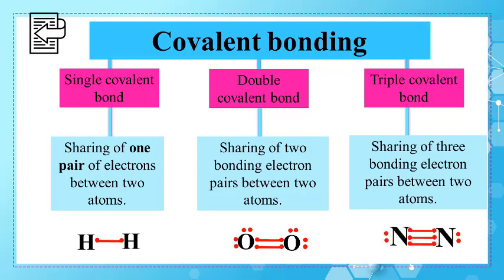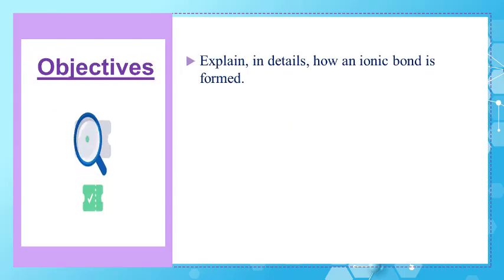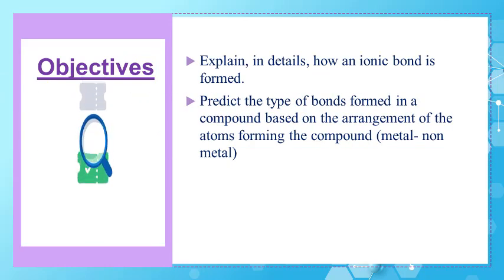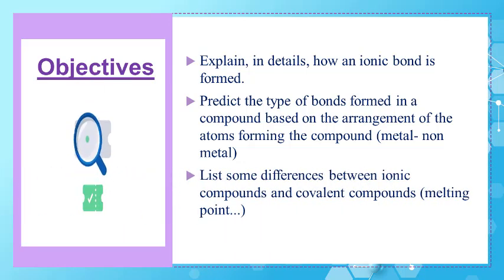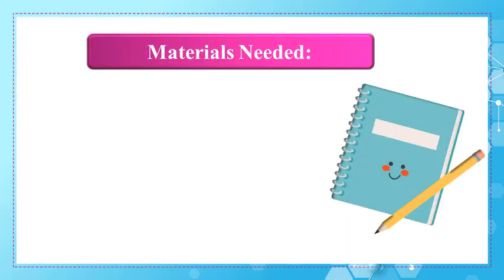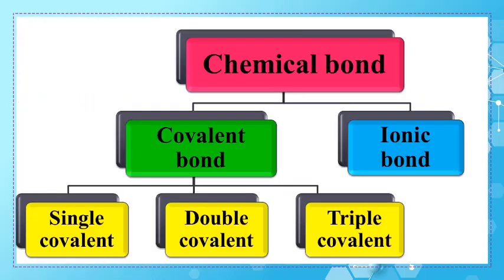nitrogen molecule. And at the end of this video, you will be able to explain in details how an ionic bond is formed, predict the type of bonds formed in a compound based on the arrangement of atoms forming the compound, whether they are metal or non-metal, and list some differences between ionic compounds and covalent compounds. So prepare your materials and let's begin.